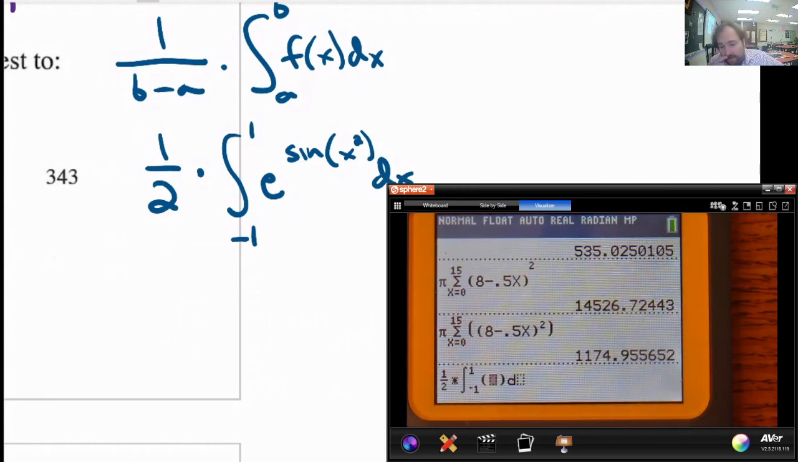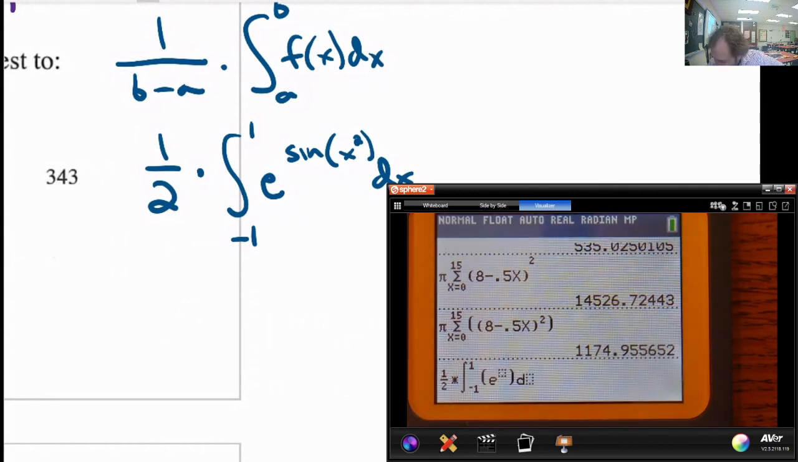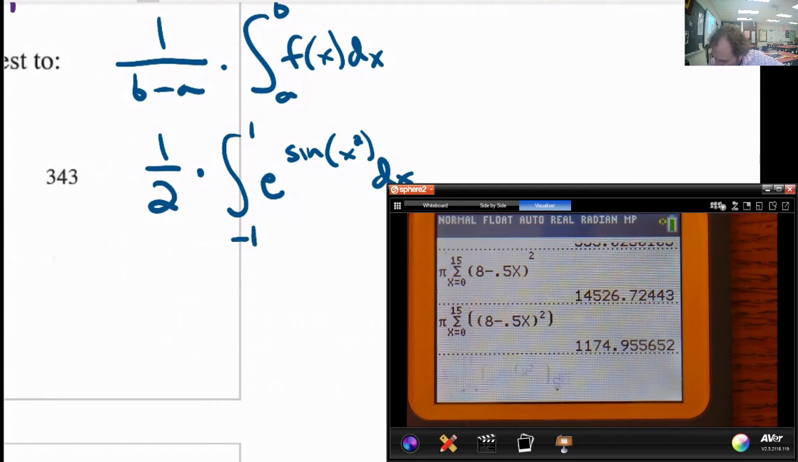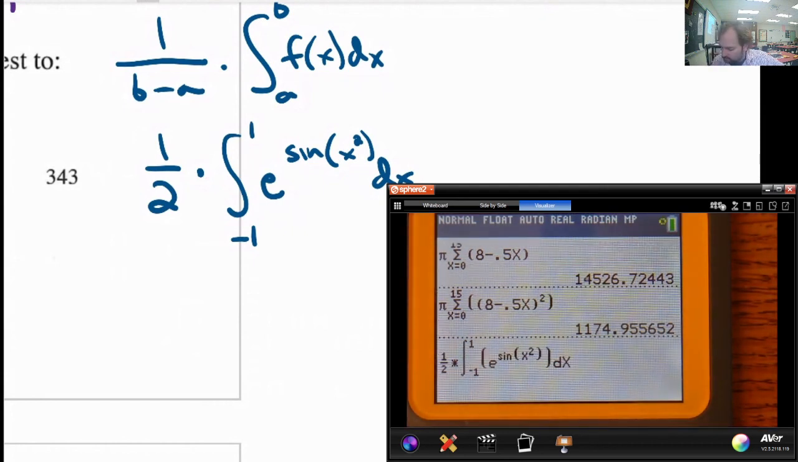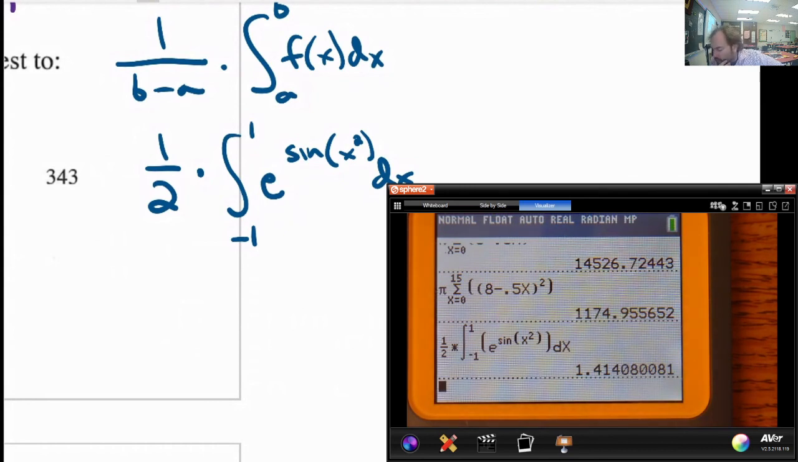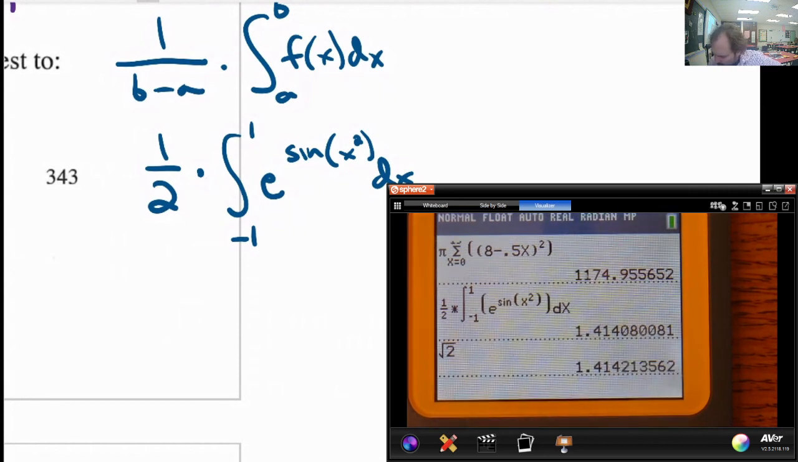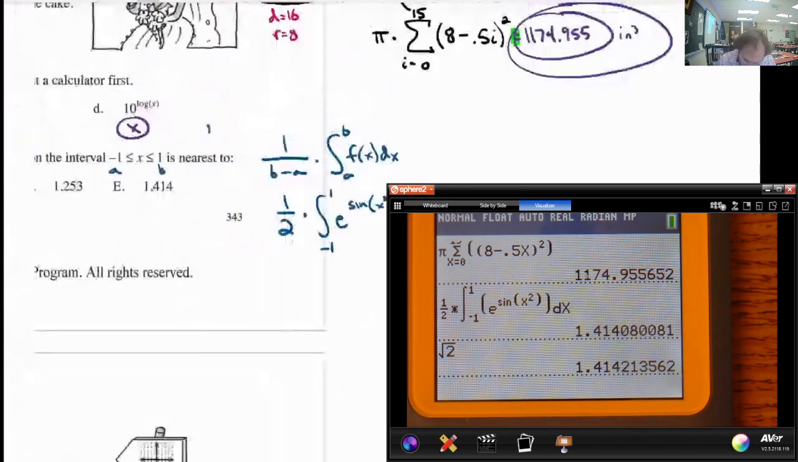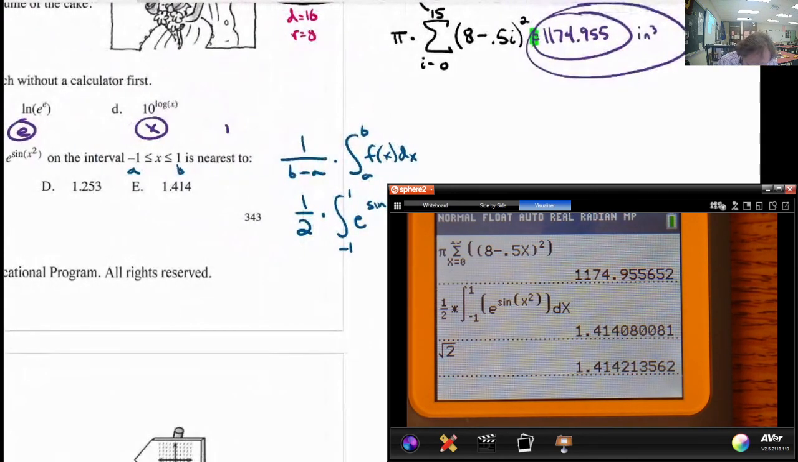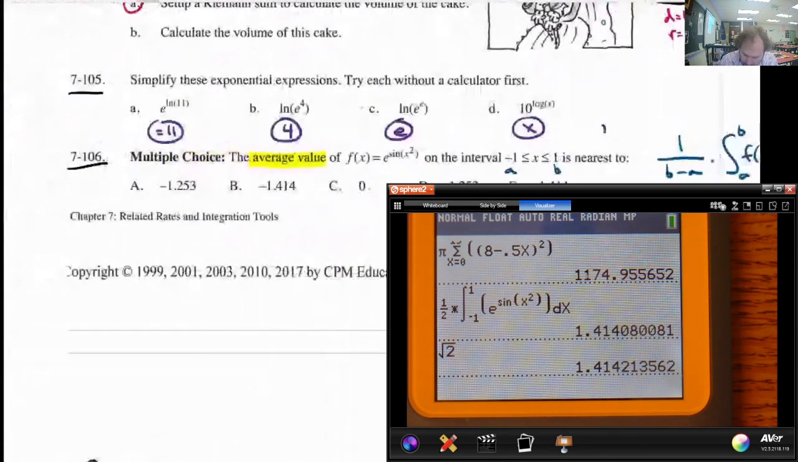We're going to very carefully program this in. This is e raised to the sine of x squared power, close, and then we go times dx. And this should do it. Looking like 1.414, which is really close to the square root of 2. Really close, but not exactly there. So I was thinking this might be something nice, but which one is that? This is about 1.414. That is E.